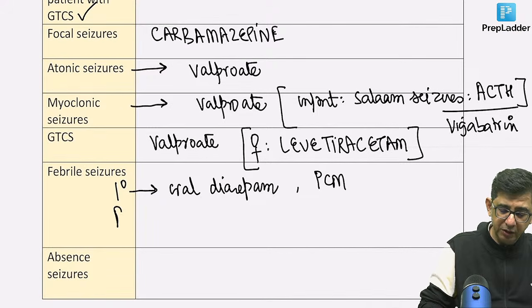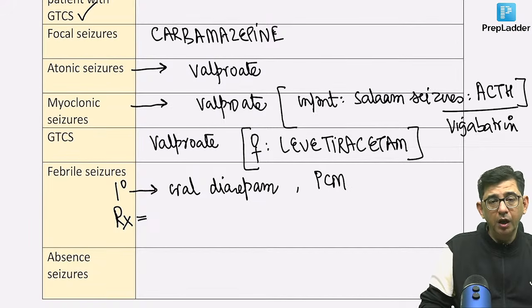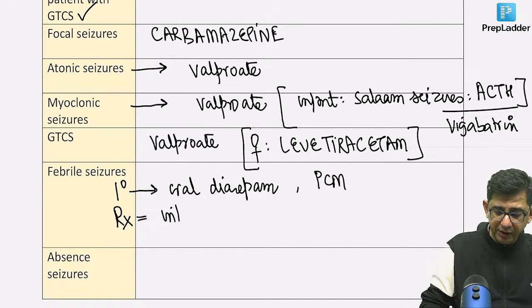So for prevention, oral diazepam and clobazam can be used. Nikhil, perfect. Irfan, you are perfectly right for this one. And for the ongoing episode, it is rectal diazepam, or we can go for intranasal midazolam in this patient also. So perfectly okay.